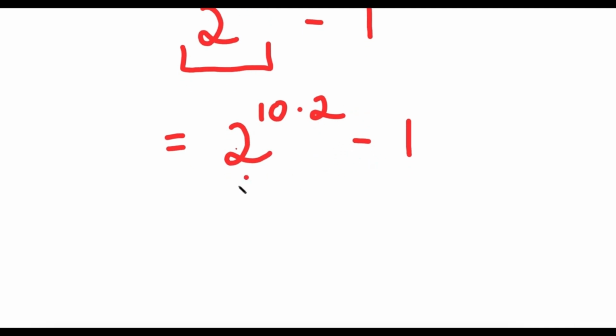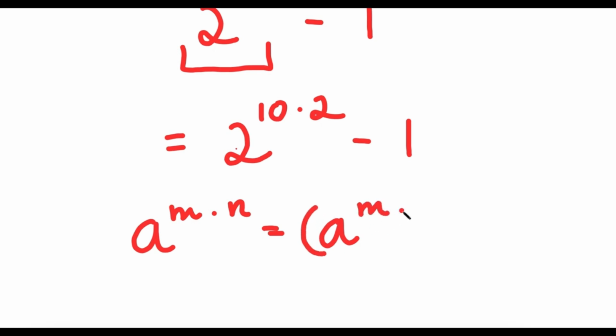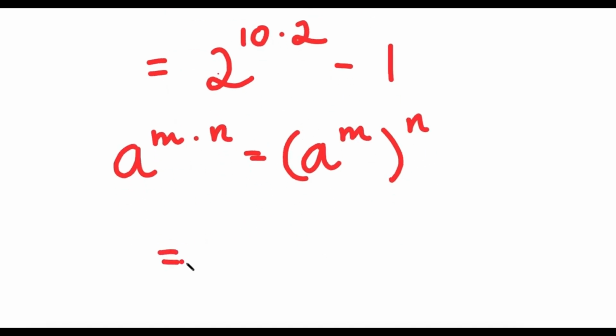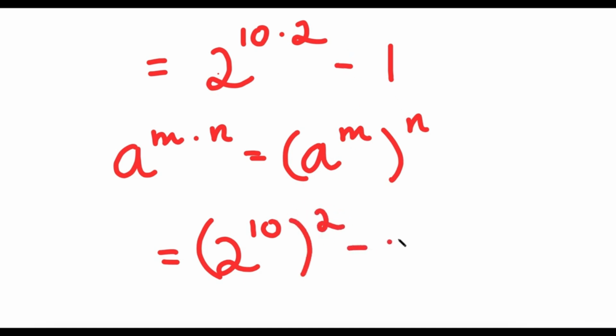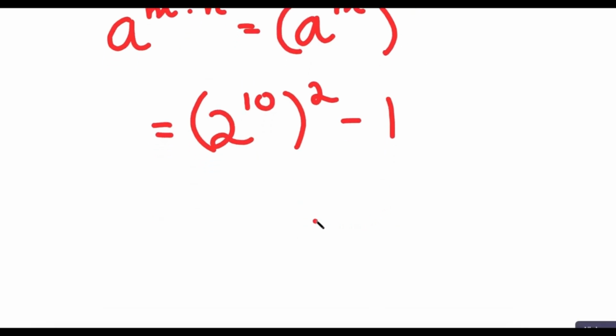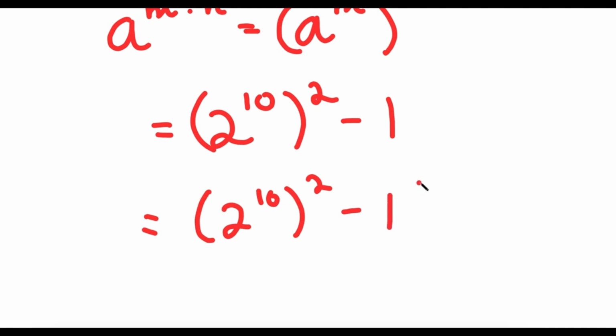And if I have something in the form a to the power of m times n, this is equal to a to the power of m to the power of n. So 2 to the power of 10 times 2 is equal to 2 to the power of 10 to the power of 2. And I have this minus 1. Now 1 I can rewrite as 1 squared, because 1 is the same thing as 1 squared. So now I have 2 to the power of 10 to the power of 2 minus 1 squared.